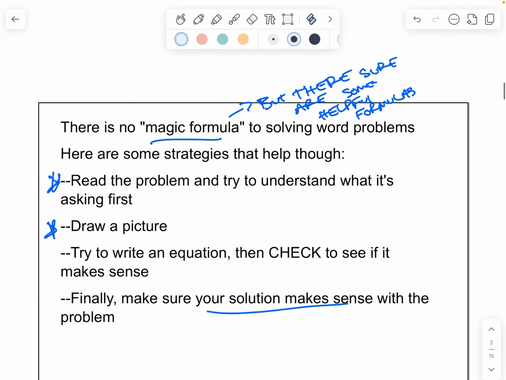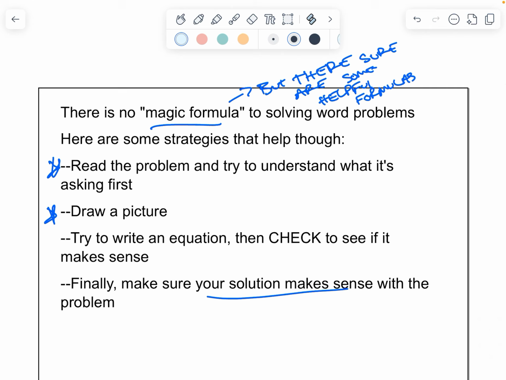So a general rule of thumb for solving word problems is that there's no magic formula, but there are some strategies that will help. I say there's no magic formula, but there are a lot of formulas that will help, and we'll learn a couple of those along the way today. So our strategies are first to read the entire problem and try to understand what it's asking. That's very important. Then if you can draw a picture of the problem, that helps oftentimes. If it's talking about geometry, about a triangle or a rectangle, draw out the triangle or the rectangle. Finally, try to write the equation and then make sure your solution makes sense with the problem. Make sure that it equates to something real in the problem as well.